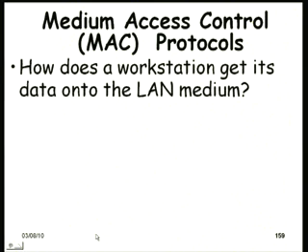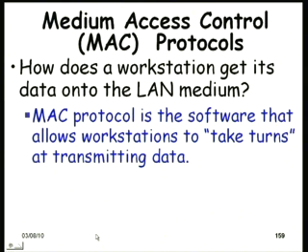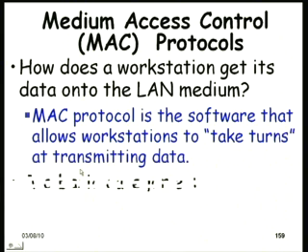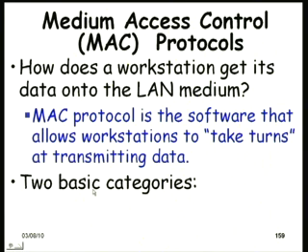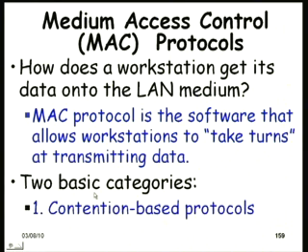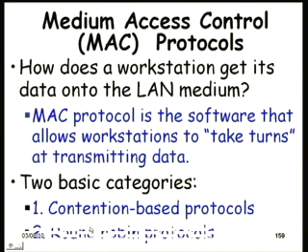But how does a workstation get its data onto the LAN medium? The MAC protocol is the one which decides which node or workstation would transmit the data, and the turns are defined and they take turns in transmitting data. Based on what kind of protocol is used for the different stations to take turns in transmitting, either we have a contention based protocol or we have a round robin protocol.